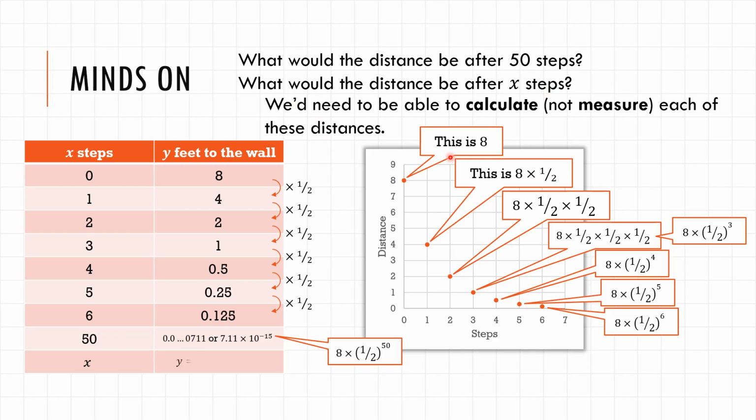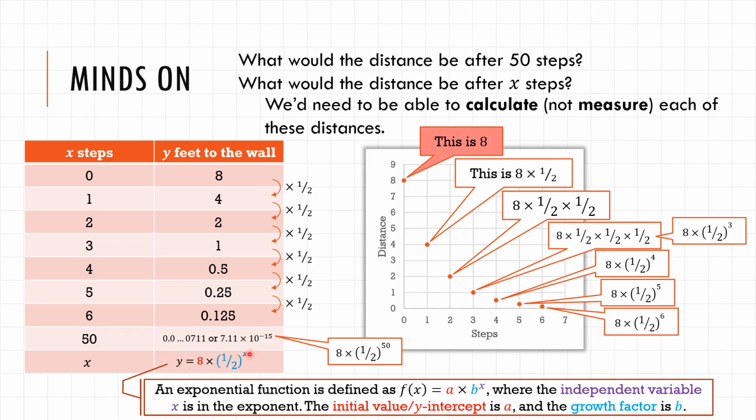And to find our distance after x steps, like we just were able to do here, we can do 8 times 1/2 to the power of x. This is an exponential function. An exponential function is defined as f of x equals a times b to the power of x. We call it an exponential function because the independent variable is in the exponent.